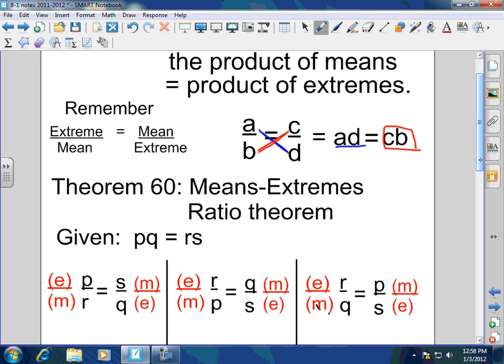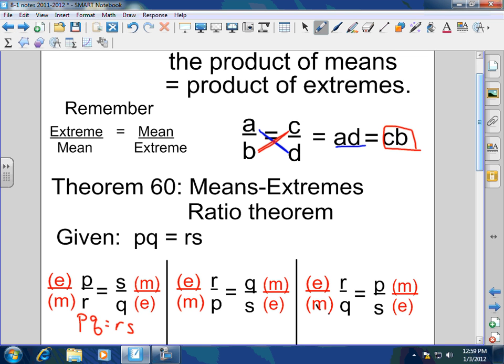It basically means you can switch around the extremes and the means as long as you don't change the order of the products. Let me explain. Here I have extreme, mean, mean, and extreme. So in this case, P over Q equals R over S. This time I made the extremes P and Q. I made the means R and S.